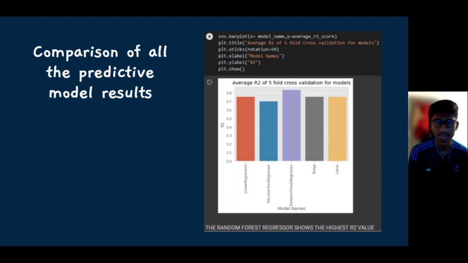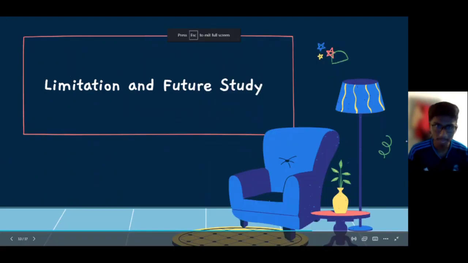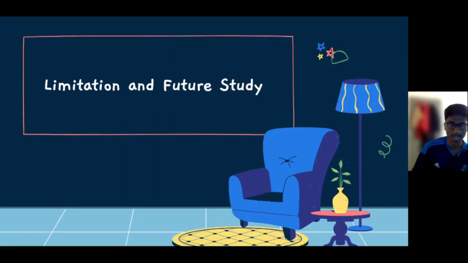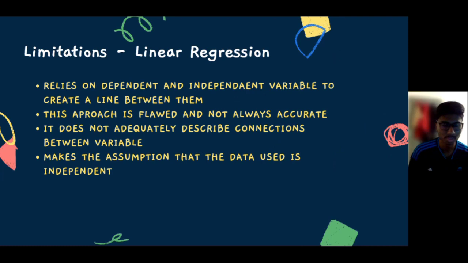We are moving on. Next up, we are going to look at the limitations and the future study. So first of all, limitations. As we are using linear regression as our main predictive model, there are a few limitations that come with that. The first one is the linear regression model relies on dependent and independent variables to create a line between them. This approach is flawed and not always accurate.